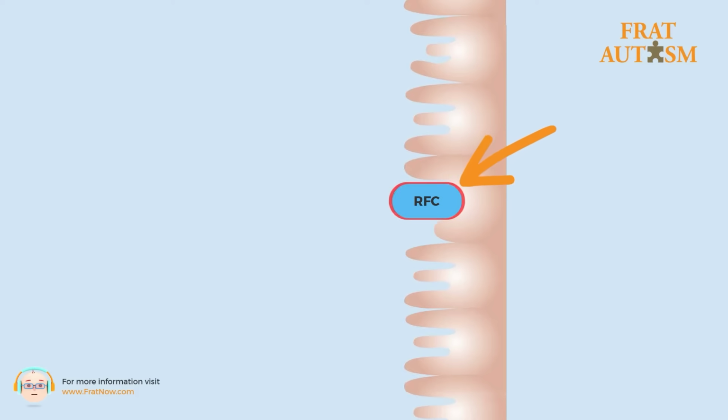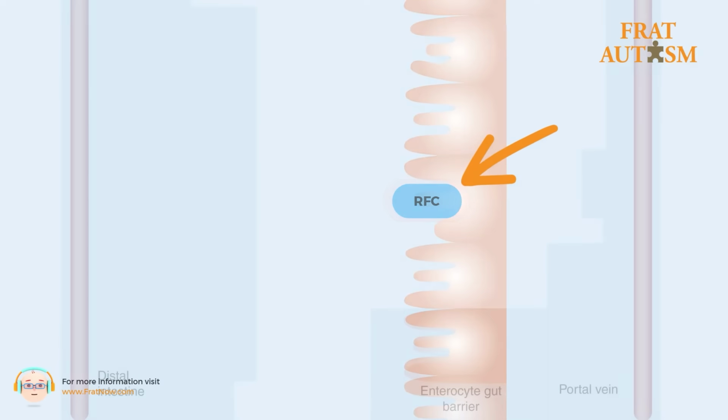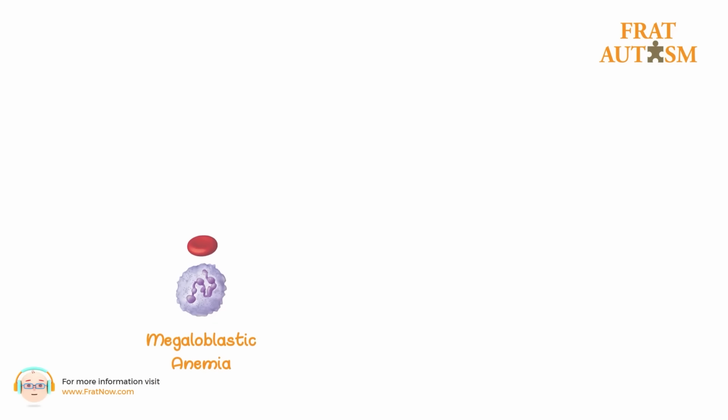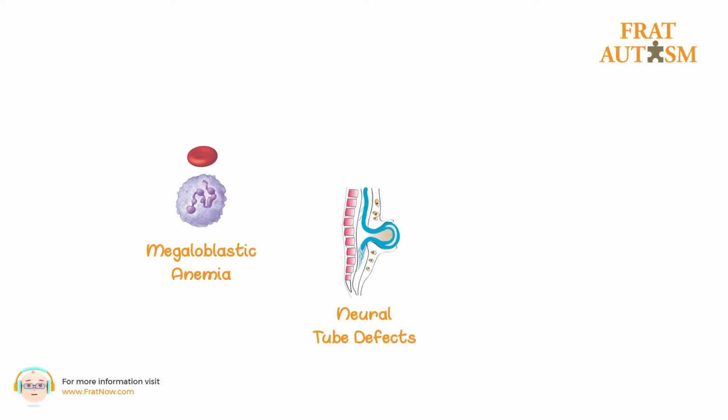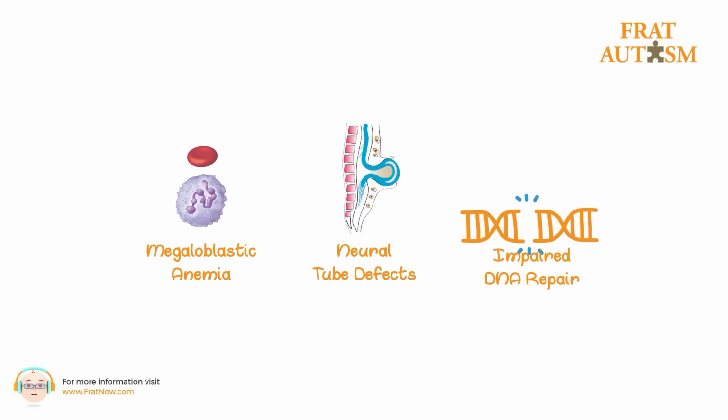Defects or reduced activity of the RFC can lead to cellular folate deficiency, resulting in health conditions like megaloblastic anemia, neural tube defects, and impaired DNA repair.